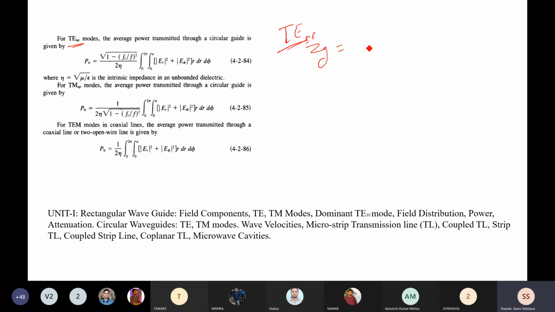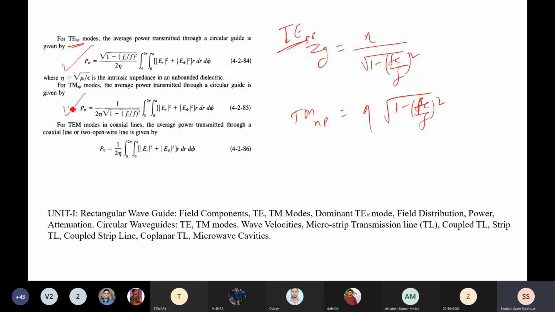ZG for the TE NP mode can be written as eta divided by the square root of 1 minus FC by F whole square. If you talk about the TM NP mode, then ZG will be eta times the root of 1 minus FC by F whole square. So that's how you can use it here. For the TE mode and for the TM mode, which is written here, ZG will be changed. And this is in terms of electric field, this is in terms of magnetic field.